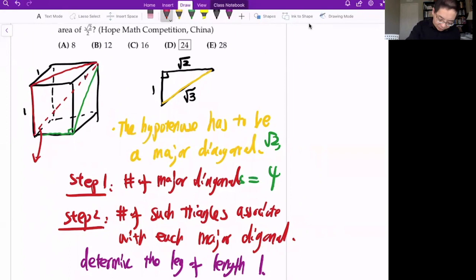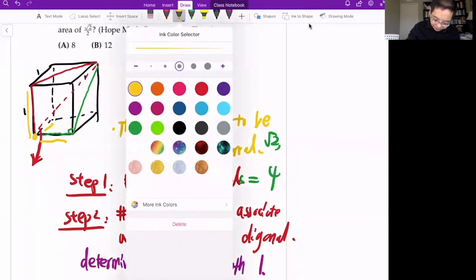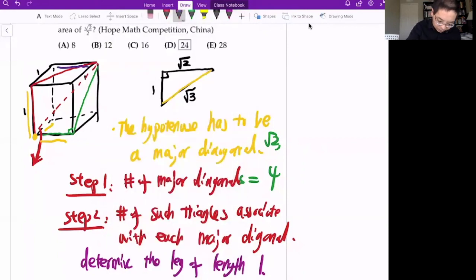So let's fix on this main diagonal. Let's see how many choices we have for this one. Because the length is 1, that means it has to be an edge of this cube, right? So how many could we have? We have 1, 2, 3, right? So these are 3 choices. Or we can do 1, 2, 3, right? So that means if I fix this main diagonal, in total there are 6 choices for the leg of length 1, right? So the number equals 6.